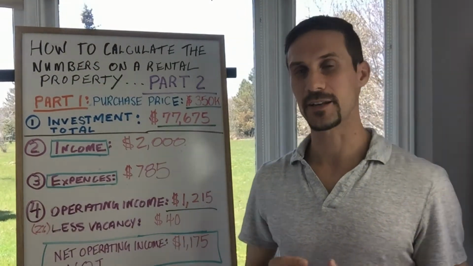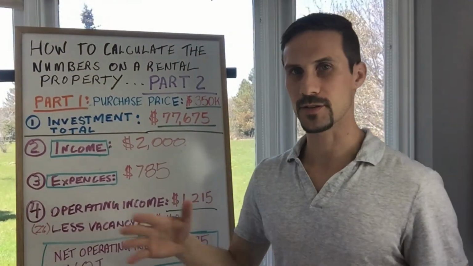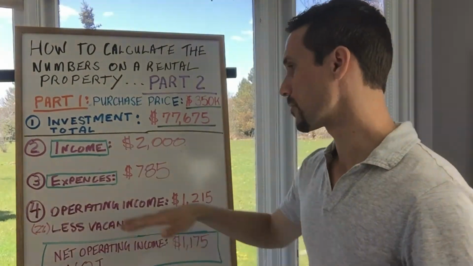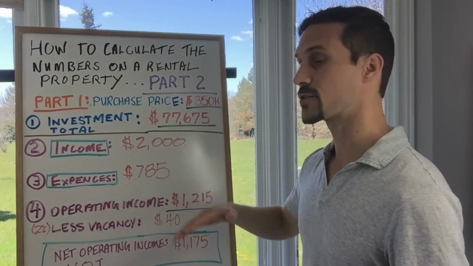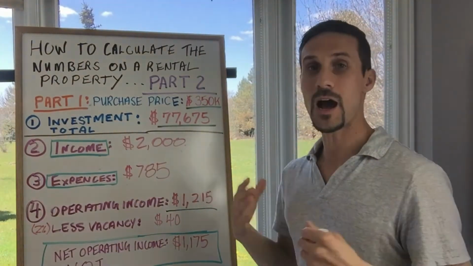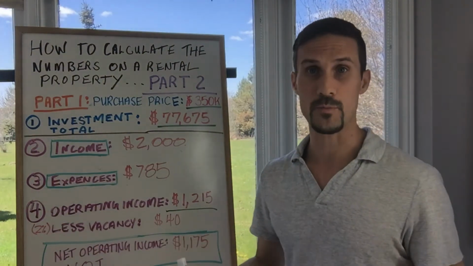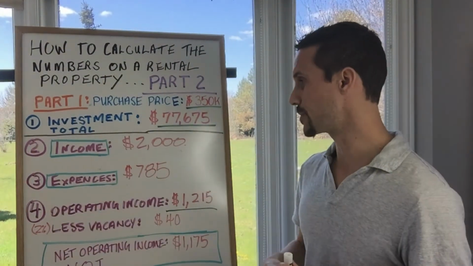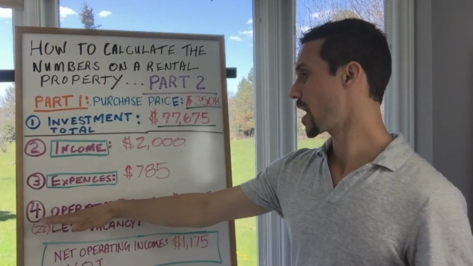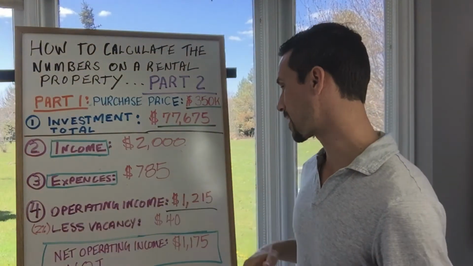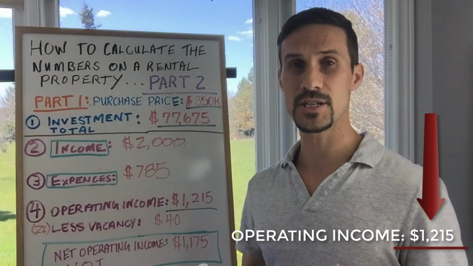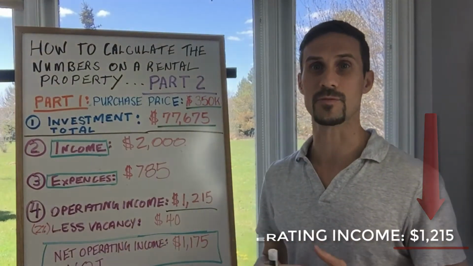Okay, so I've gone ahead and cleaned up the board here a little bit, so I'll just quickly go over this again. $2,000 in income from the tenant each month. We broke down the expenses. The total expenses per month are $785. So now what we want to figure out is our operating income. It's a simple math equation: we take the 2,000, minus the 785, and we come up with our net operating income of $1,215. So each month after our expenses, this is what we'll receive.